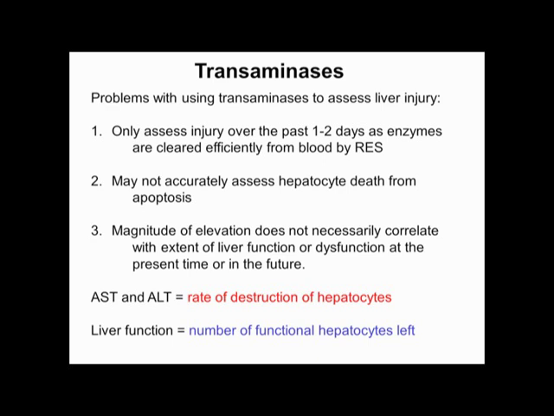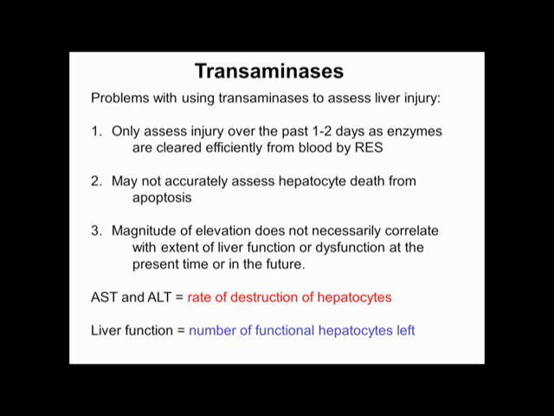Okay. So the problems using the transaminases are that it only tells you what's happened in the last day or two. And if you have a disease process that kills cells by apoptosis, it may underestimate the injury because those cells are collapsing inward and they're not releasing as much. Turns out that's not a big problem for us, but it's there. And it doesn't tell you what's happened to liver function. Liver function depends on how many remaining good hepatocytes you have.